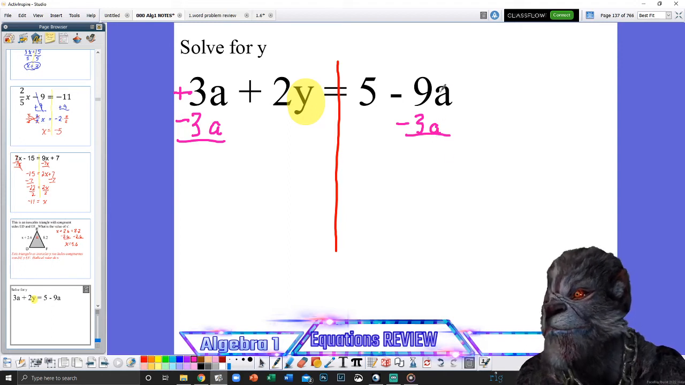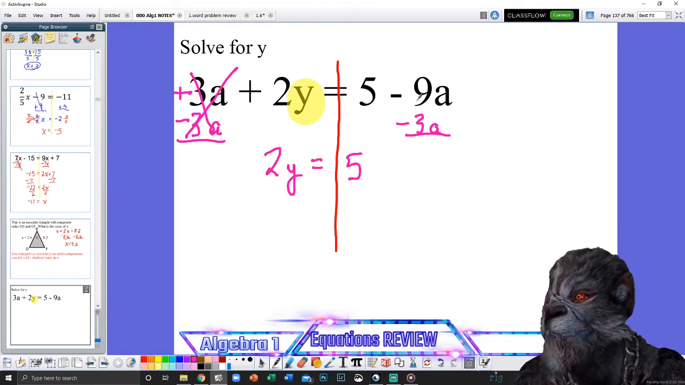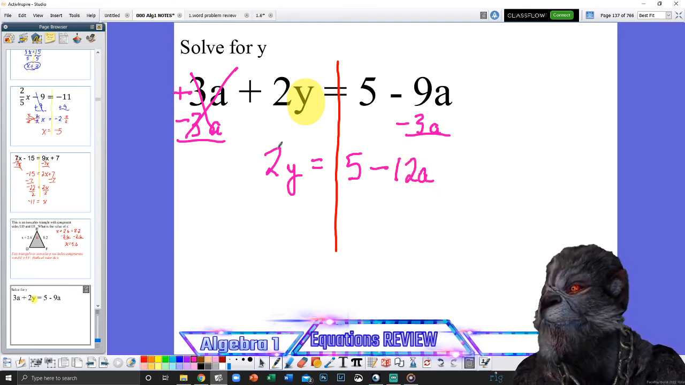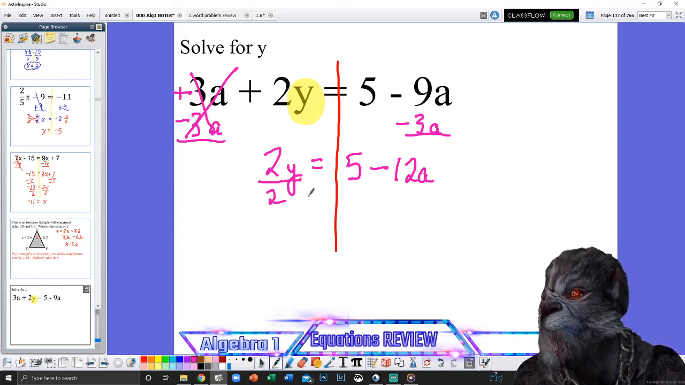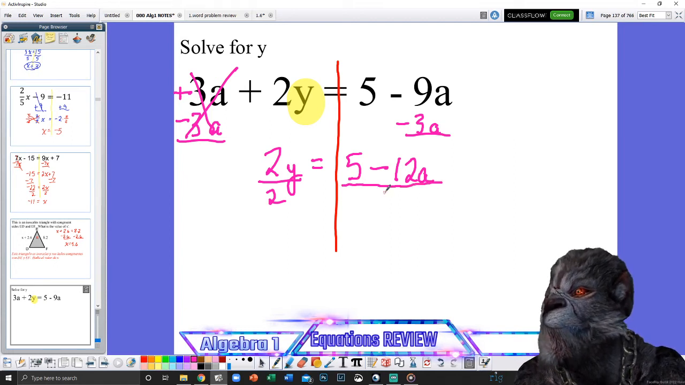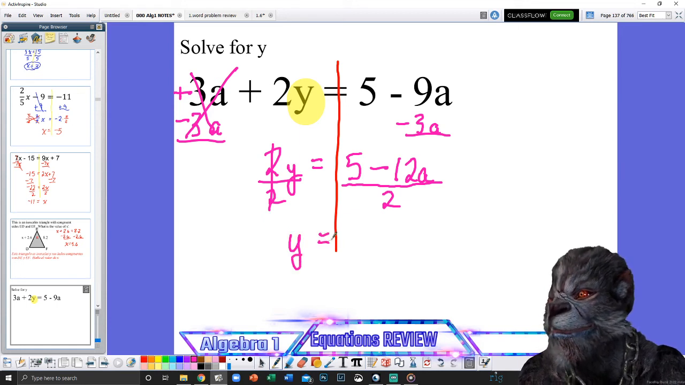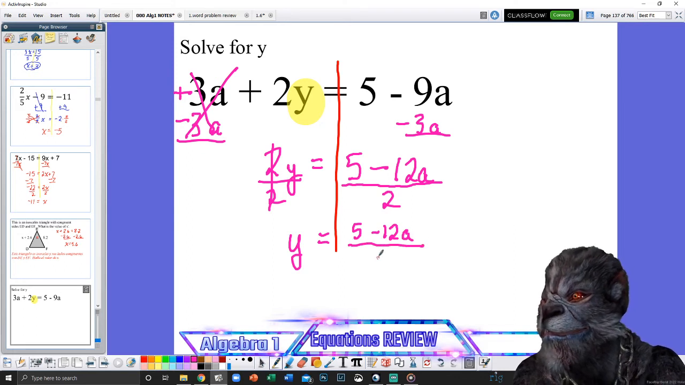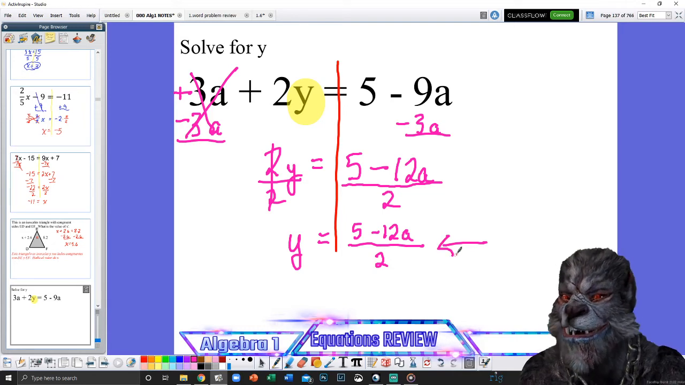Notice that combines with this a. These cancel, and I'm left with 2y equals 5 minus 12a. Now, negative 2 is touching my y. I don't want them touching, so I'm going to divide them. 2 divided by 2 cancels. I get y equals, and really you could just copy this if you want. That answer is good. So if you want that answer, yay, that's great.